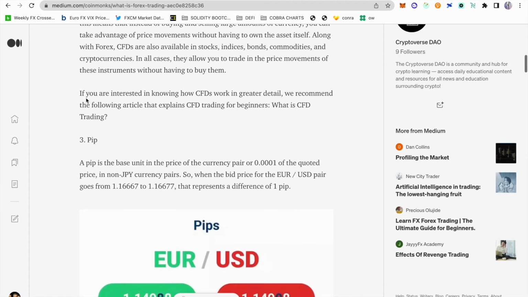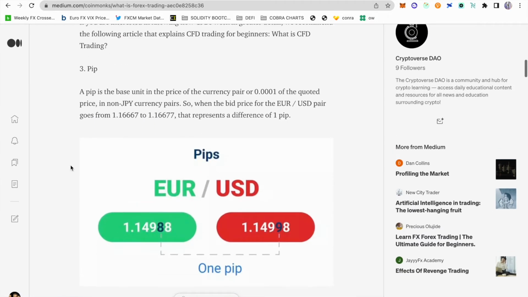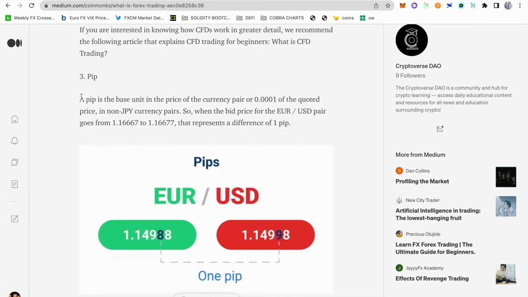So let's continue. Pips. What are pips? Pips are really important for us to understand, right? Because the second we understand the pip count on Forex pairs, on gold, on Bitcoin, or any asset, the more we are able to leverage these gains.